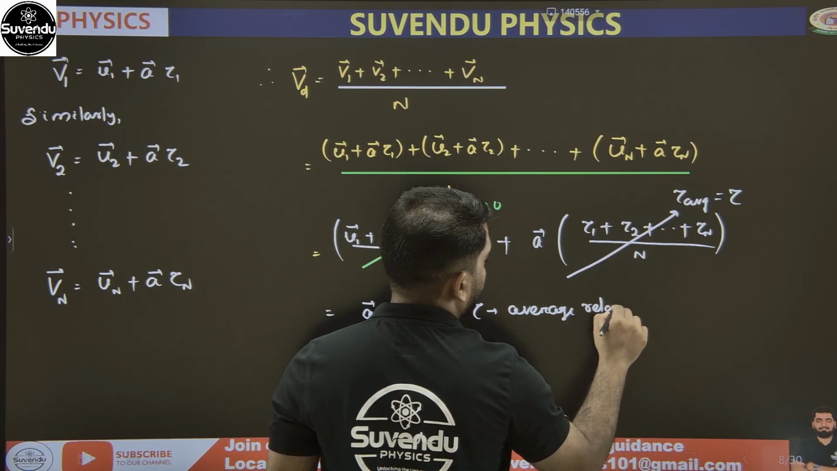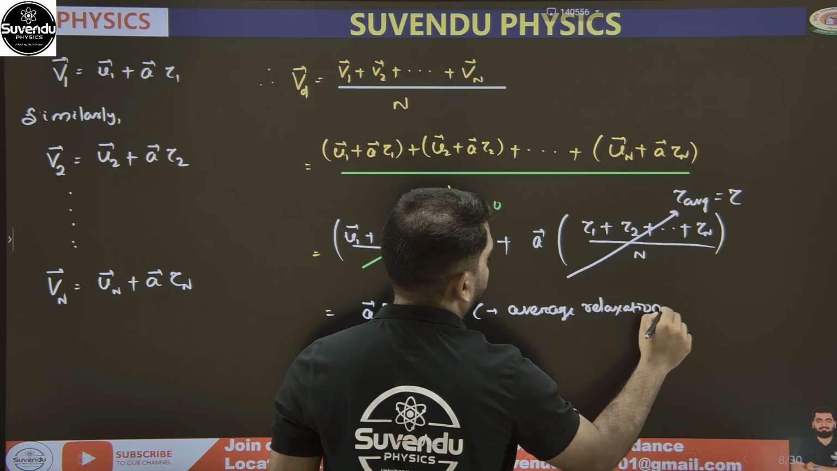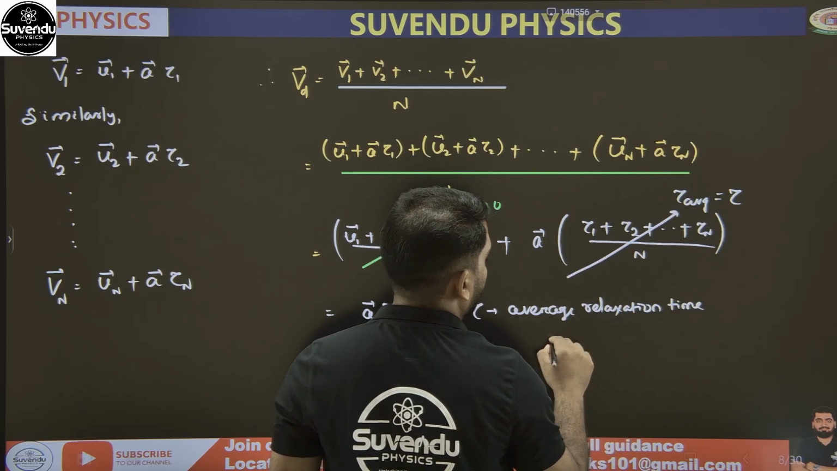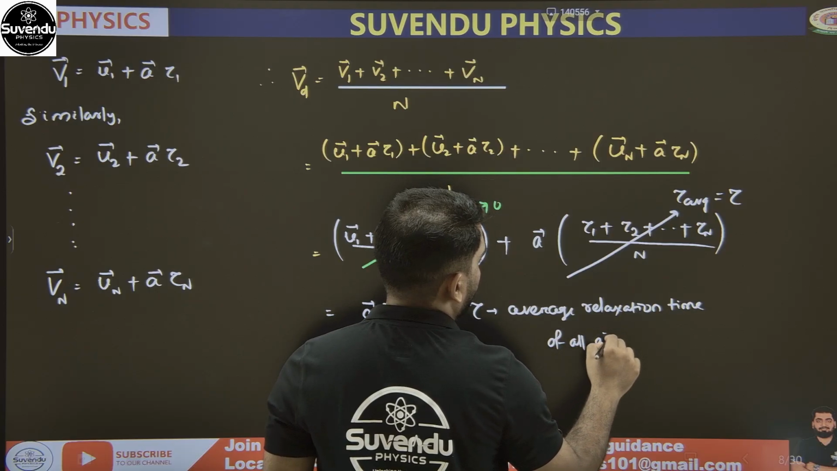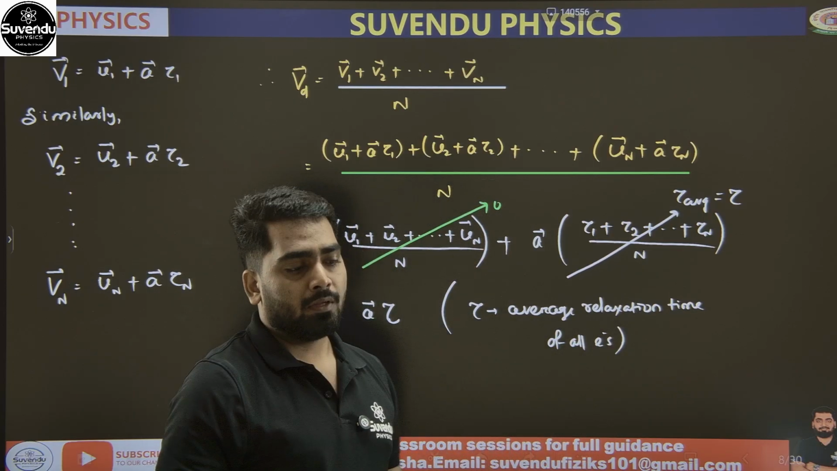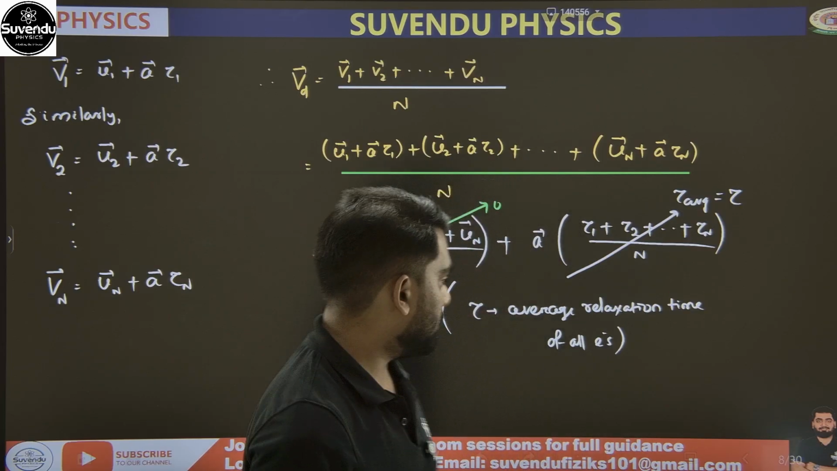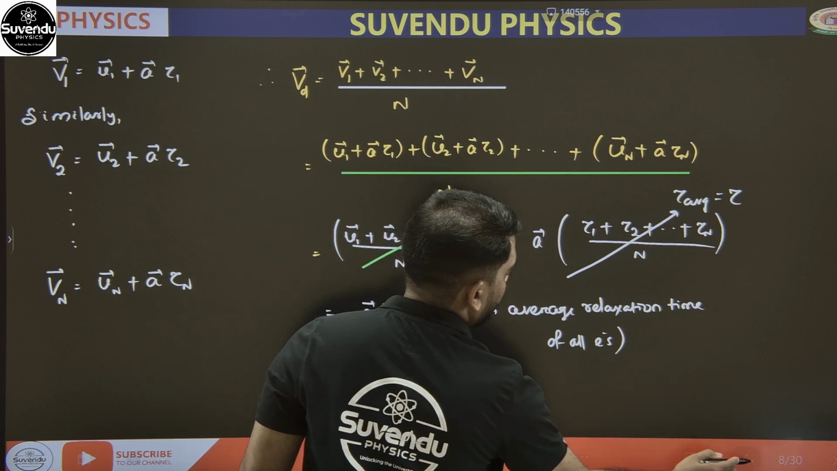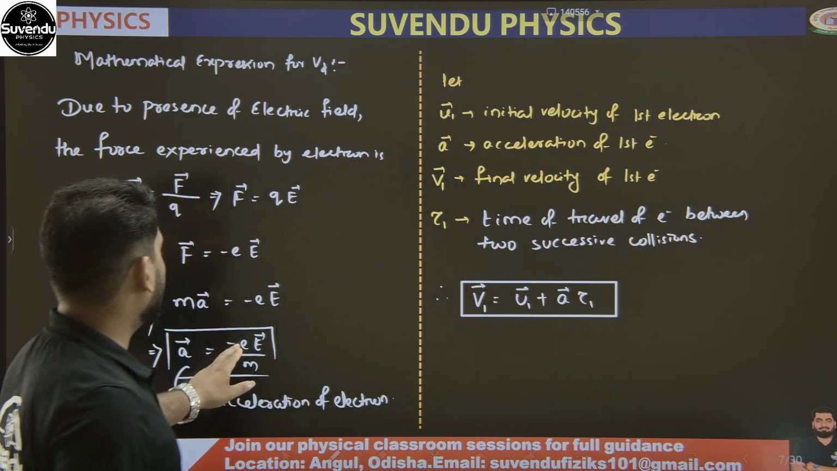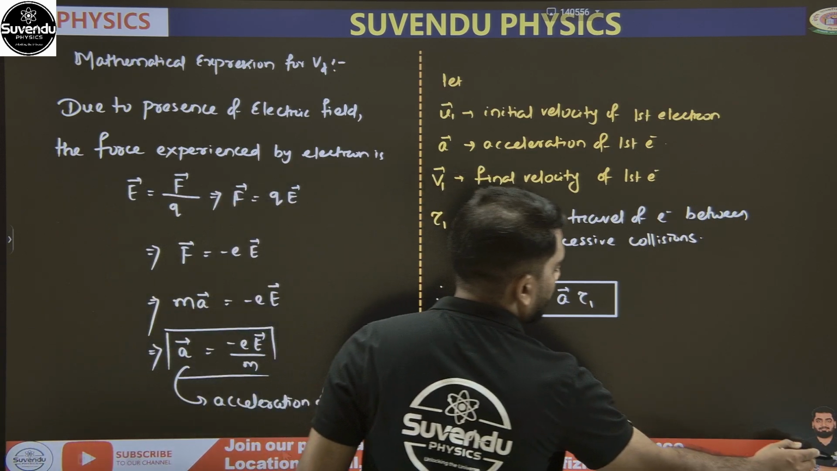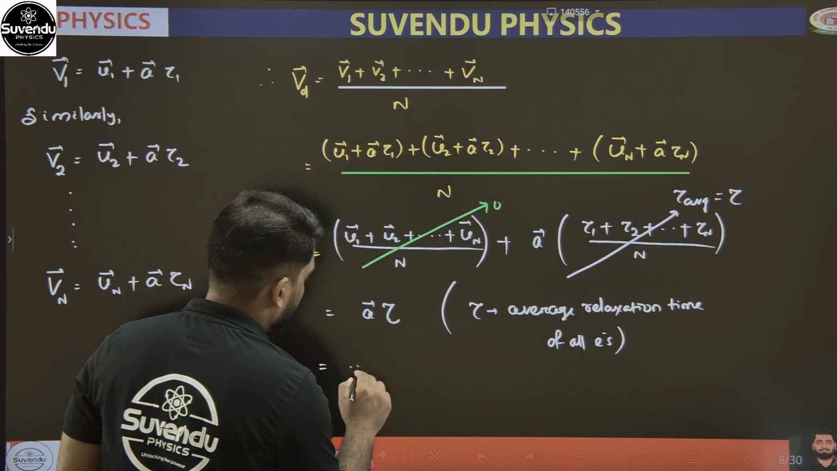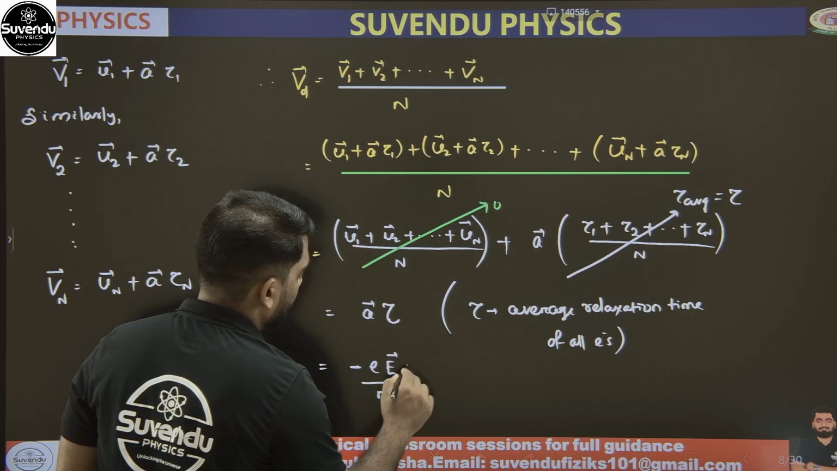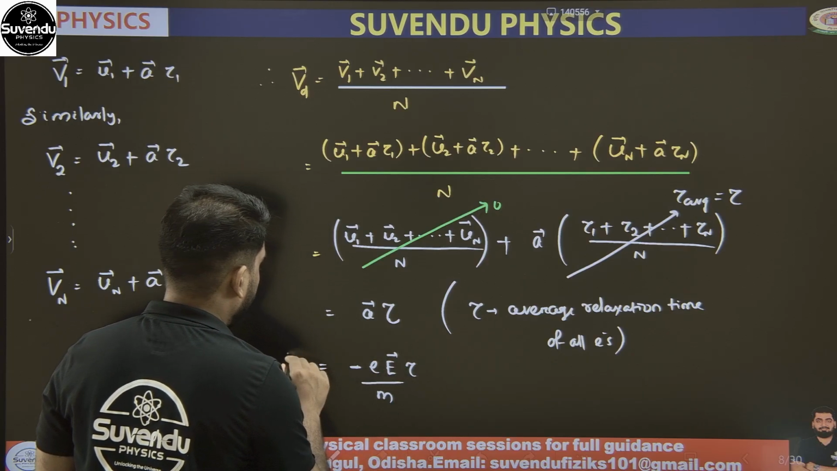Average relaxation time of all electrons. So now we came to know what is relaxation time: the time interval between two successive collisions. That is relaxation time, tau. What is the a vector value? The a vector will be minus e E vector by m. So now we can write a vector equal to minus e capital E vector by m into tau. This is the value of Vd vector.